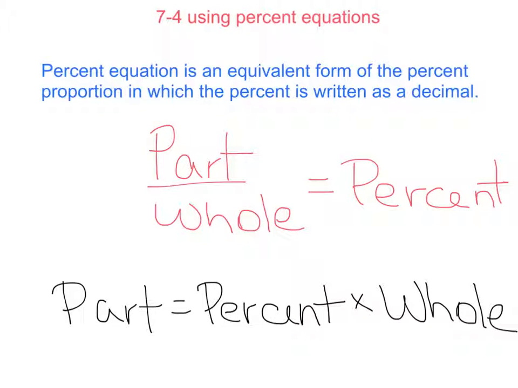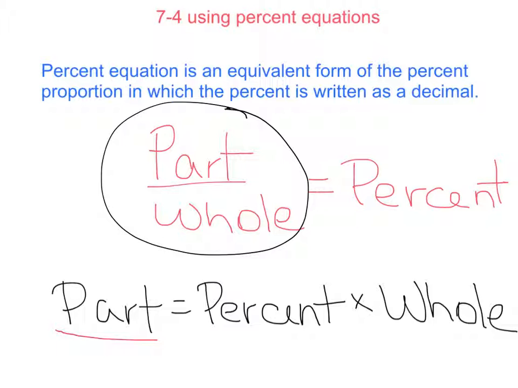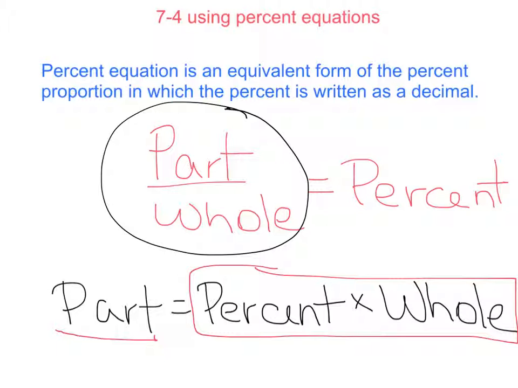Lesson 7-4, Using Percent Equations. A percent equation is an equivalent form of the percent proportion in which the percent is written as a decimal. So when we see percent, we typically see it written as part over whole. But when we are trying to solve for the part, then it is actually written as percent times whole gives me the part. And you're going to see some examples of this throughout the video.